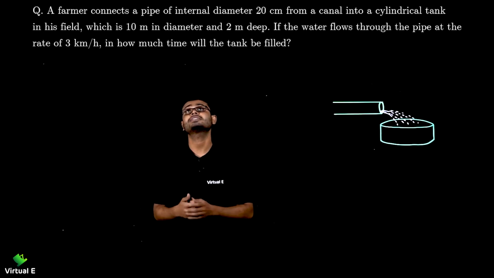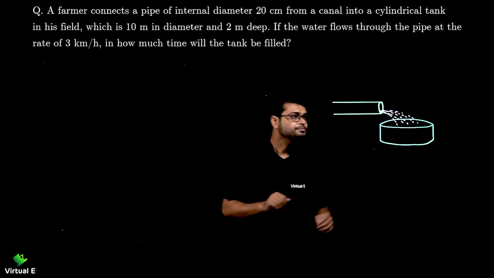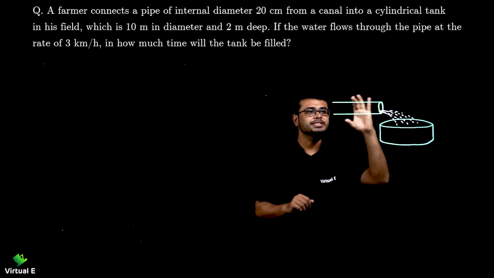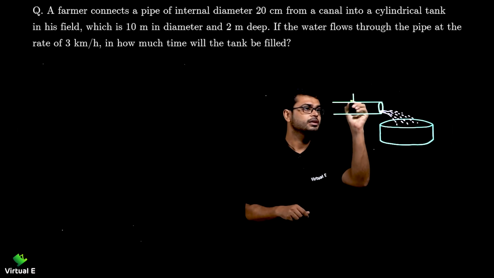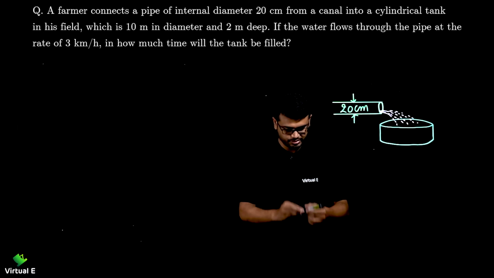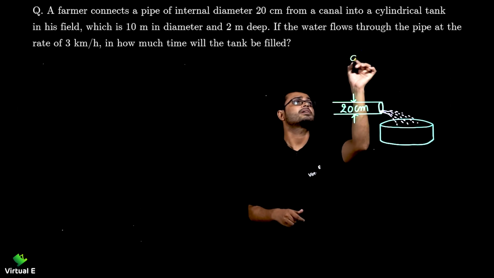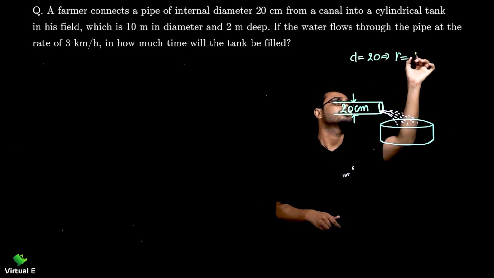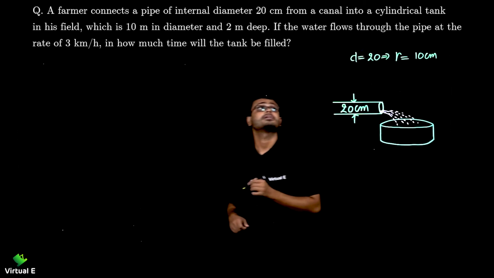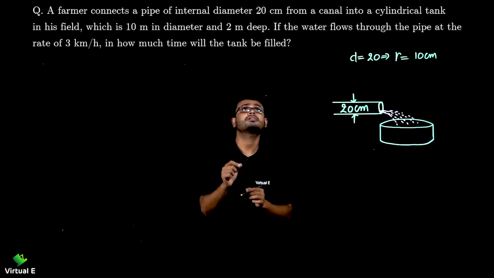A farmer connects a pipe of internal diameter 20 centimeter. Let's wait here. The diameter of this pipe is given, which is 20 centimeter, internal diameter, right? Not the outer one. So can we get the value of radius? Right, we can. Diameter is 20, so radius will be what? Here 10 centimeter. Done.